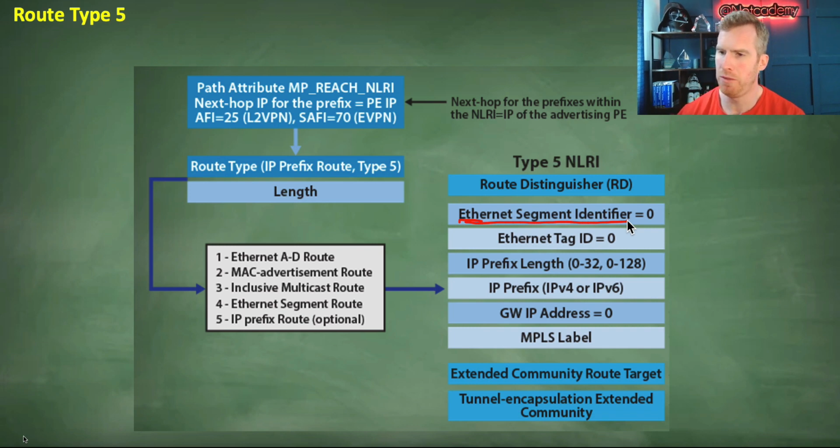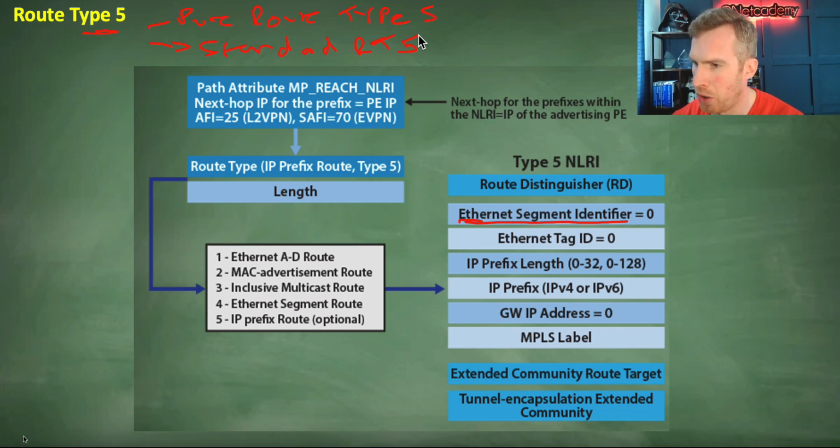But there are two different types of route type 5. You could have a pure route type 5, so I'm just going to write that out, pure route type 5, or you could have a standard route type 5. I'm just going to do RT5 for short. So what are the differences here?